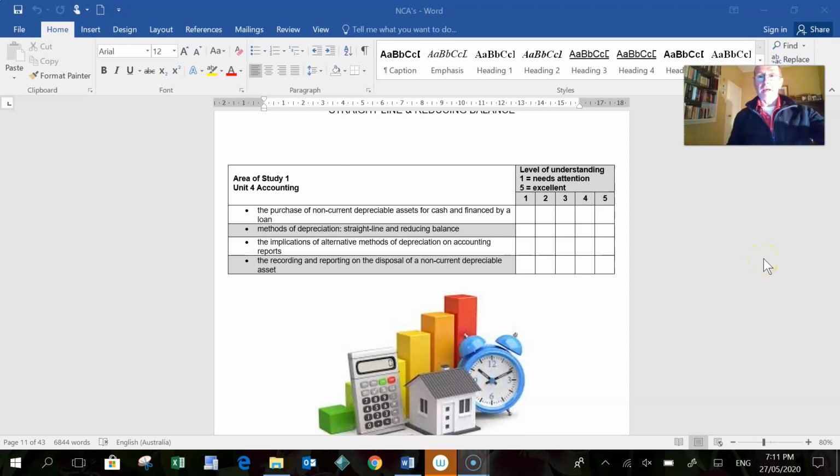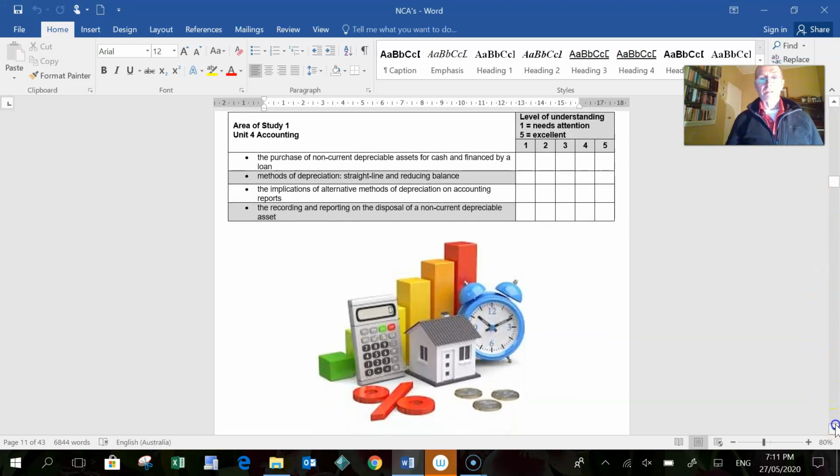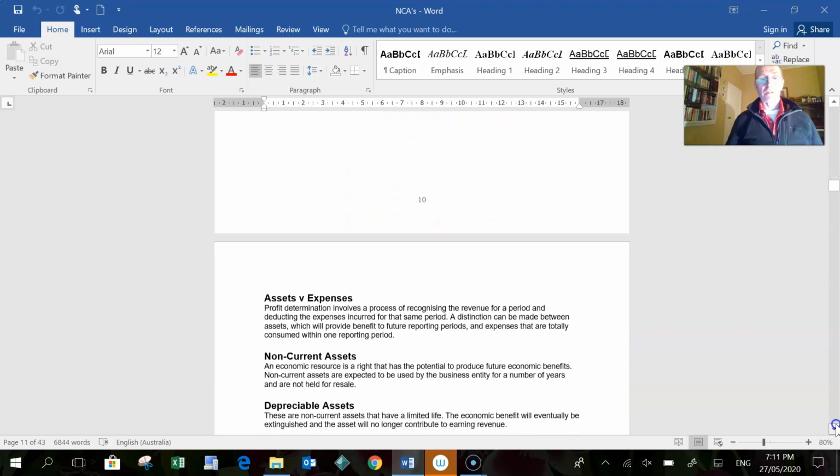Okay, so let's get started on the Unit 4 part of the course. So we're going to look at non-current assets. So depreciation is the first part, which you did in Year 11. And then we move on to the disposal of non-current depreciable assets as a new topic for you guys from Year 11. So let's go on to the first part.